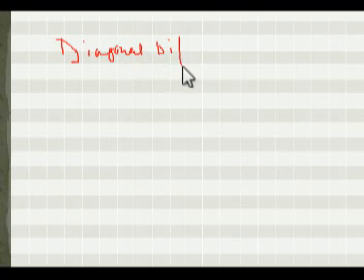A very easy problem. We have to form a diagonal difference table for a given function and values. Sorry, diagonal difference table. So how can we formulate this? Example.